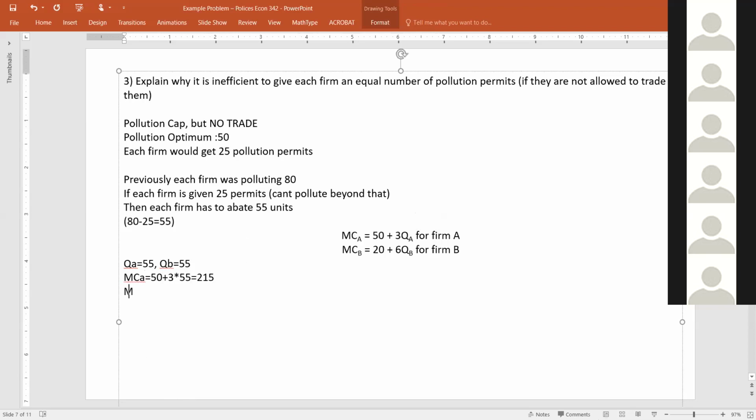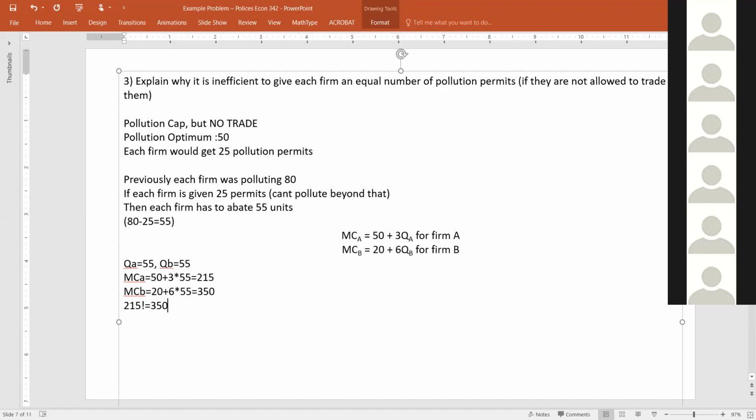That's 215. The marginal cost for firm B is 20 plus 6 times 55. That's 350. We're just getting that from this formula. $215 is not equal, this means not equal in programming language, to 350. It costs less for firm A to reduce pollution at this level than it does for firm B.